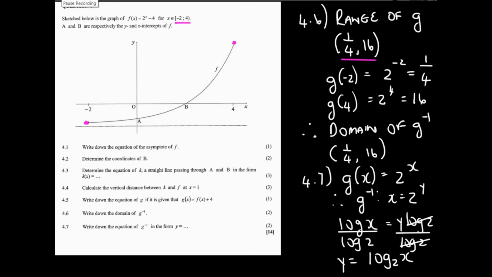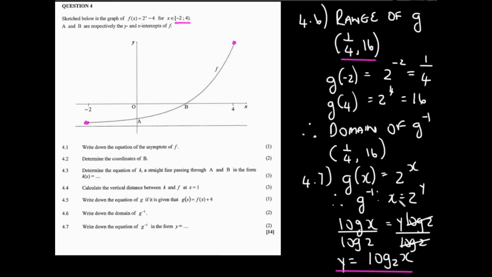4.7 says that we must write down the equation of the inverse in the form y is equal to. So we see our original equation is 2 to the power x. The inverse would then be x is equal to 2 to the power y. Okay, but we can't leave it like that because it's not in the form y is equal to. So we need to get it into that form. And how do we do that?